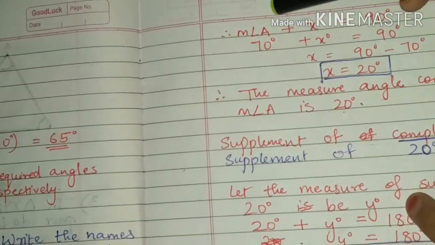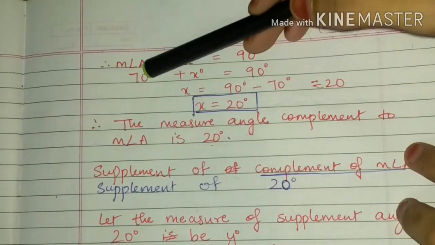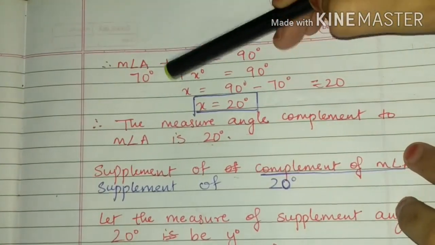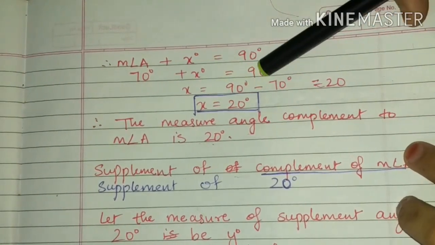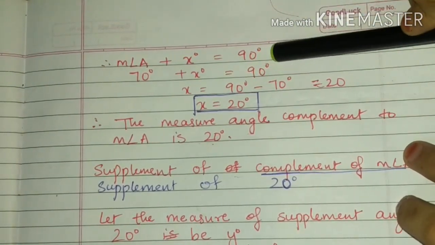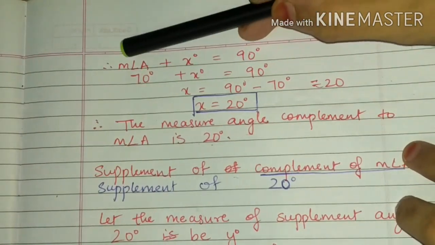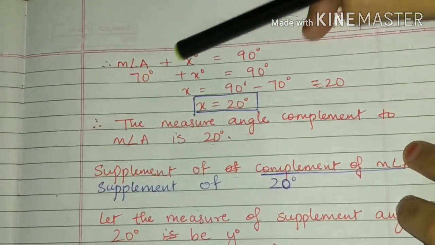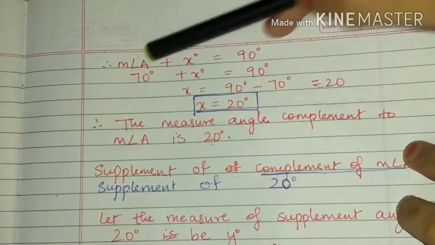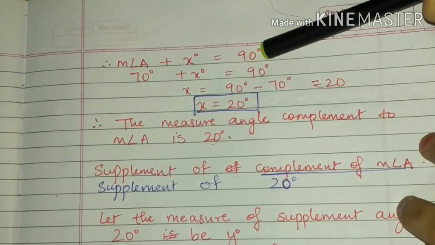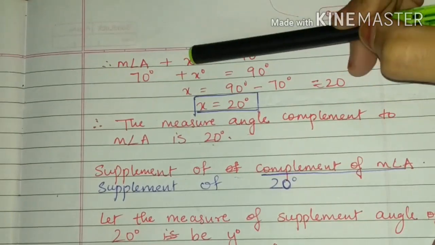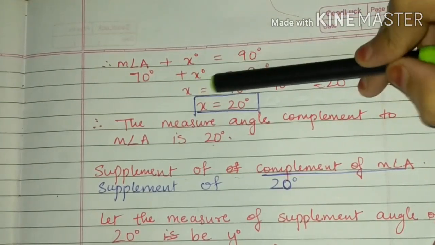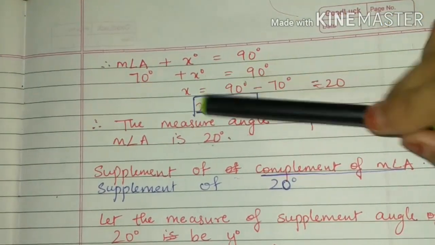So what do you know about complementary angles? The addition of the two angles should be equal to 90 degrees. This we know about complementary angles. This is one angle, this is the second angle. The addition of the two angles should be equal to 90 degrees. Measure of angle A is 70 degrees. Then x we don't know, so we are keeping it like this only.